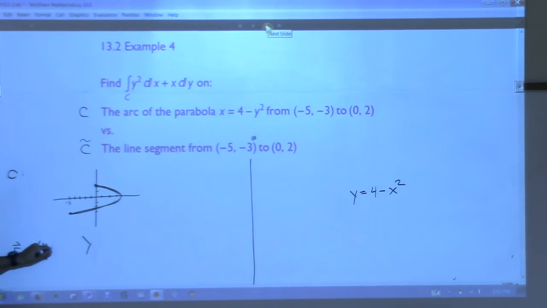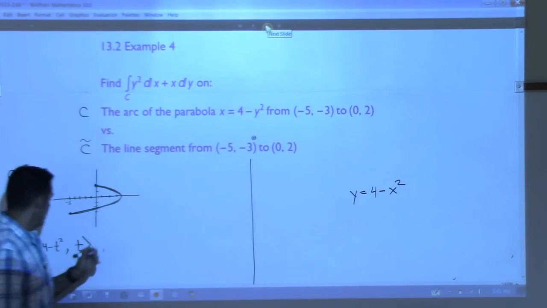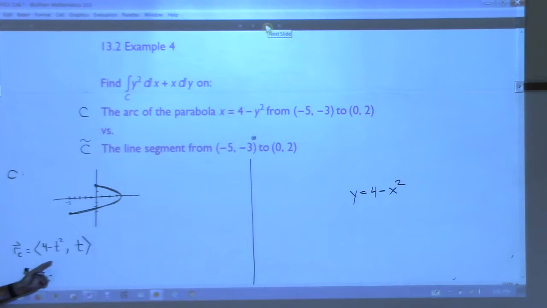Yep, 4 minus t squared here, and this time t for the y. Okay, everyone? If it's solved for x instead of y, then you do it backwards here. Now, kind of a big deal: what is our restriction on t? So I'll help you out. T controls the y, which is up and down. Can you tell from here what our up and down restrictions are going to be?